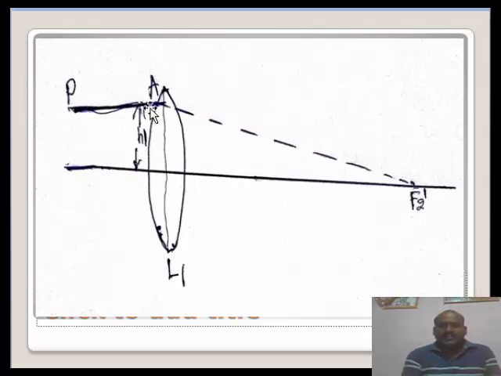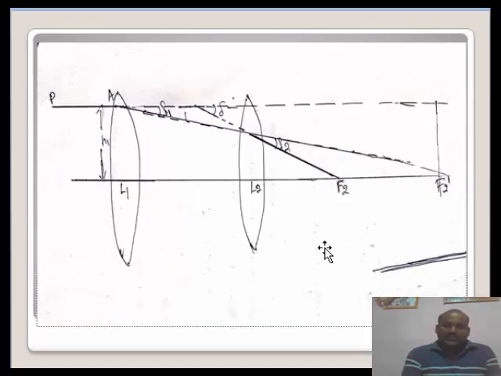Since it is a convex lens, the rays converge and meet at the principal axis at the focal point. The distance between the pole, the center of this lens, and the focal point is the focal length, which we call F1. Are you getting it? Next we consider another lens.